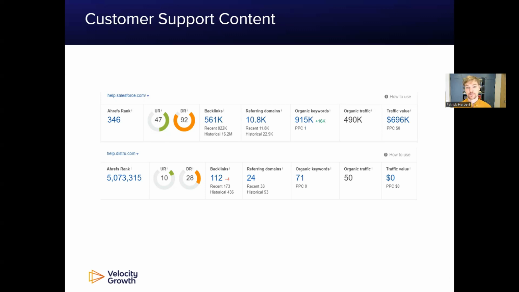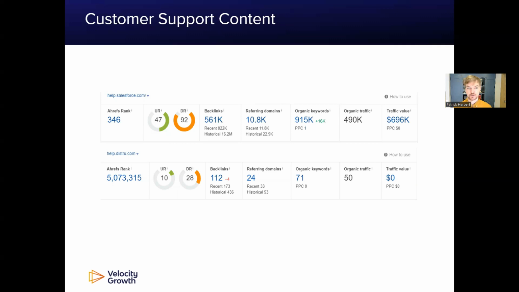And now that's a huge example. Salesforce is a massive example. But to contextualize a little bit for maybe a smaller SaaS company, this is a client here that we've got as well, distro.com. So they're a cannabis solution. And you can see here that they've got 112 backlinks from 24 domains for the help.distro.com, right? You can see they're ranking for 71 keywords.